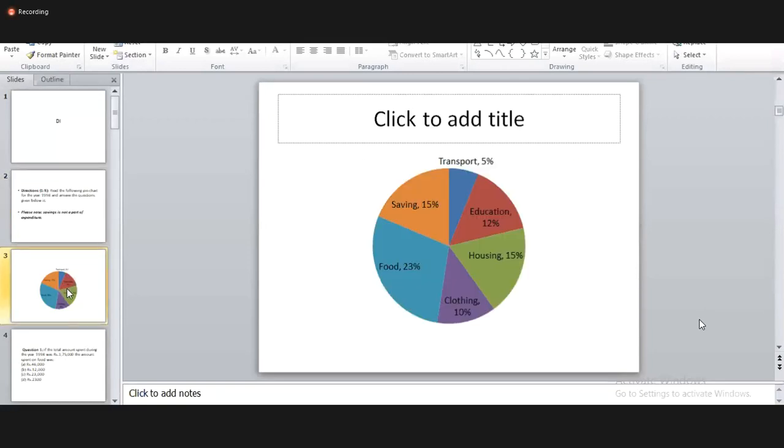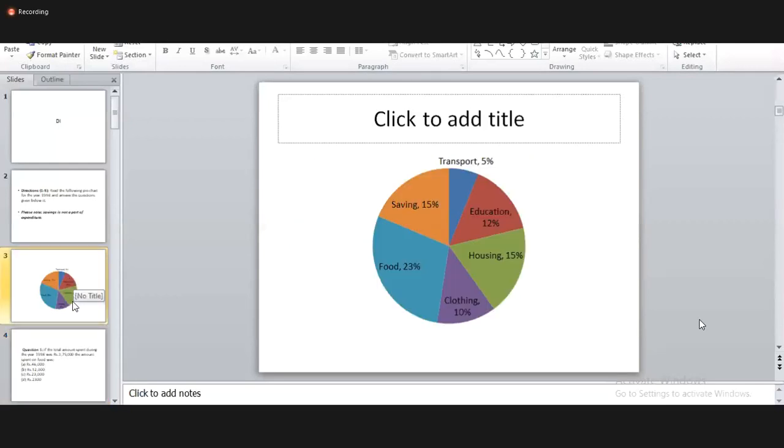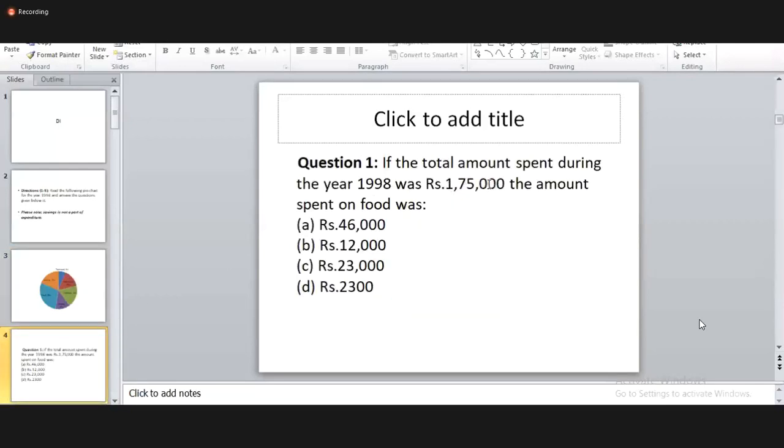Okay, done with this. Here is your first question. Kindly answer this. If the total amount spent during the year 1998 was 1 lakh 75,000, what is the amount spent on food? The total is 1 lakh 75,000, so 100% is 1 lakh 75,000.